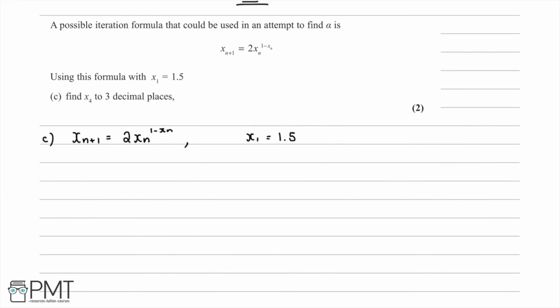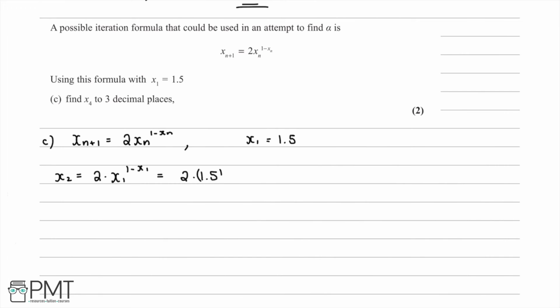We'll begin by taking our formula, and we can work out that x2 is going to be equal to 2 multiplied by x1 to the power of 1 minus x1, which is going to be equal to 2 multiplied by 1.5, and then that is going to be to the power of 1 take away 1.5. So we put this into our calculator, and this comes out as a number with lots of decimal places, and it goes like this: 1.63299 and so on.